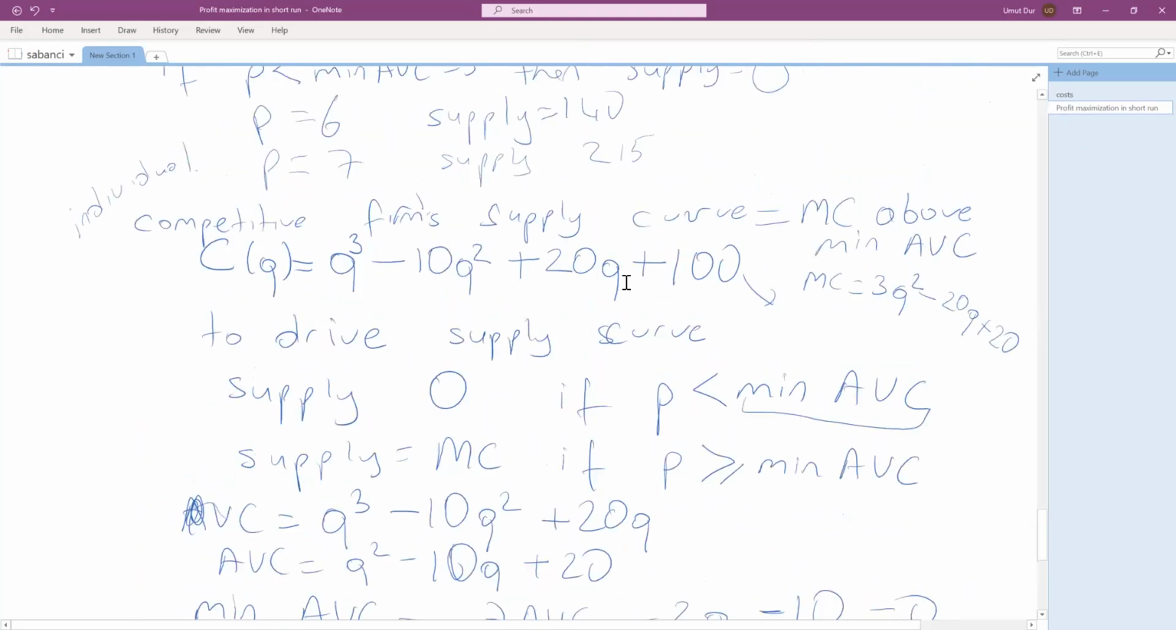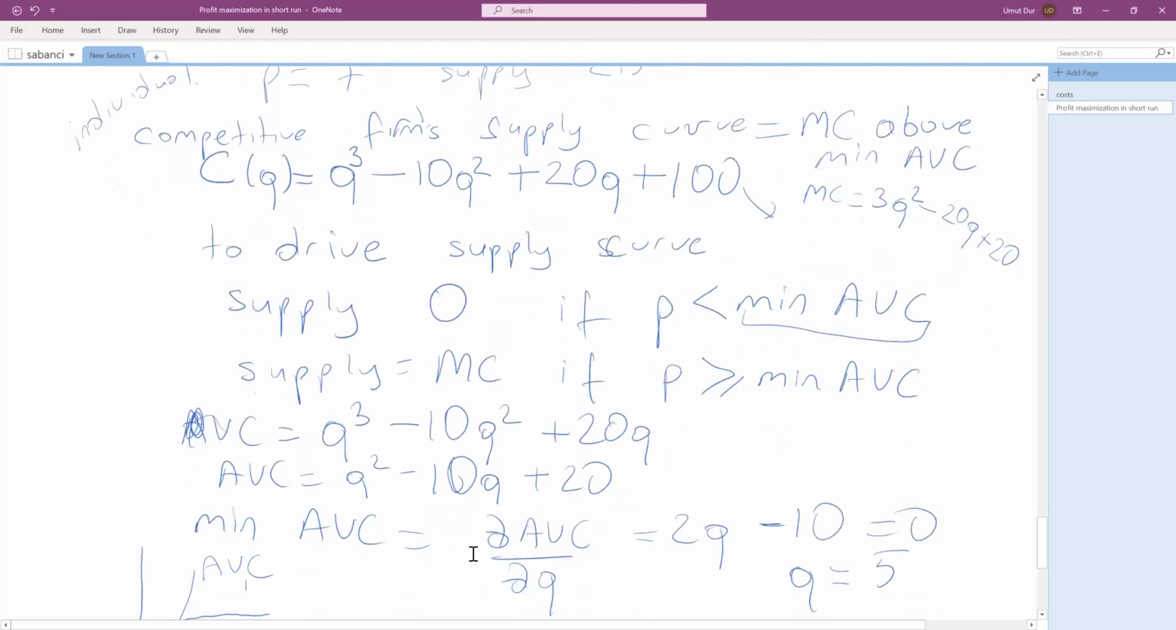This is our cost function. Right? So you are bearing some fixed cost here, okay, for the production. Then the average variable cost is this factor: q cube minus 10q square plus 20q. This is the variable cost. Then we find the average variable cost, and we are looking for its minimum.